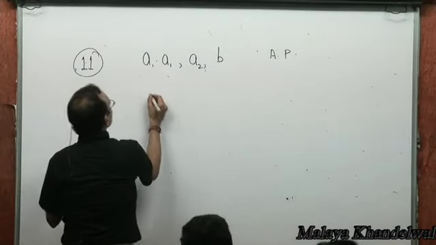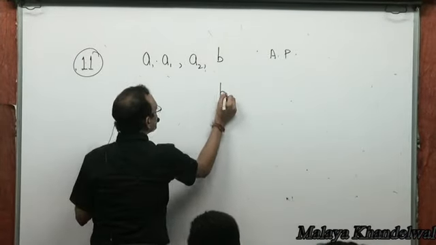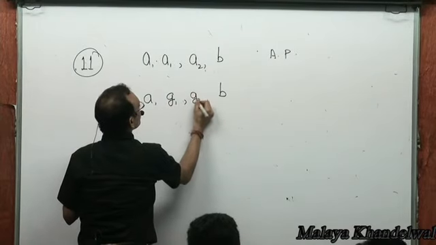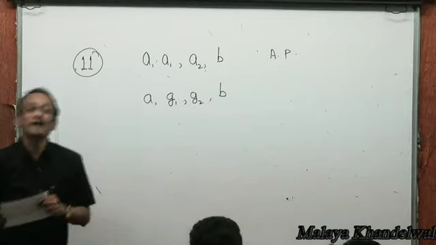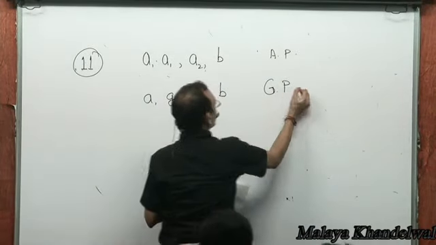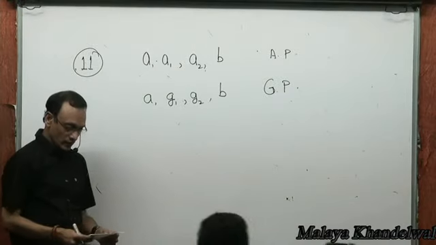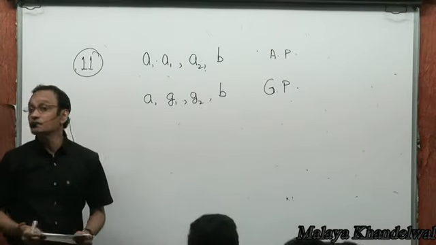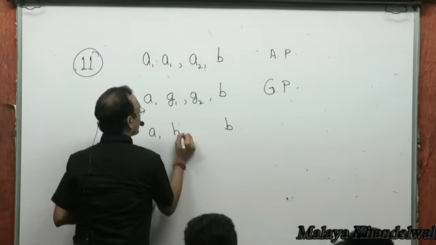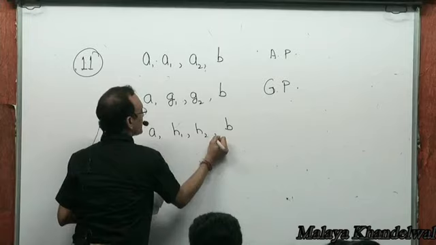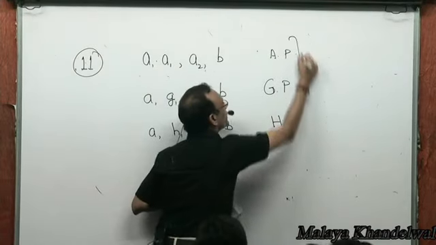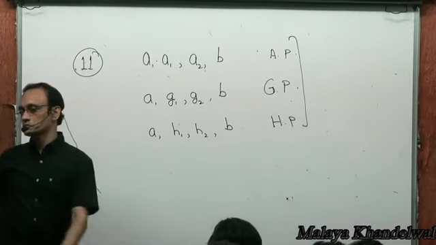Two geometric means inserted between two numbers A and B means A, G1, G2 and B must be in geometric progression. And two harmonic means inserted between A and B, H1, H2, that means A, H1, H2 and B must be in harmonic progression. Right? This is given.